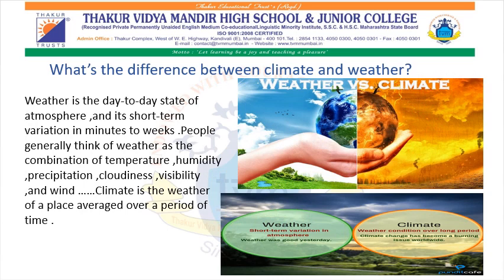There's a difference between weather and climate. Weather is a day-to-day state of atmosphere and its short-term variation in minutes to weeks. People generally think of weather as a combination of temperature, humidity, precipitation, cloudiness, visibility, and wind. Climate is the weather of a place averaged over a long period of time. Weather, that is a short-term variation in atmosphere, and climate is the weather condition over a long period. That means weather changes from time to time, but climate changes after a long period of time.